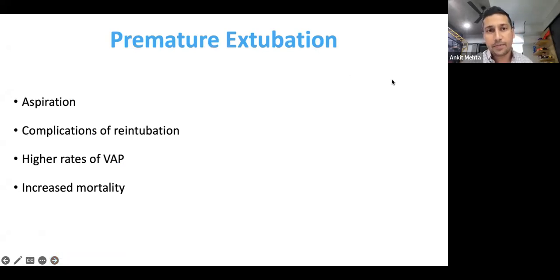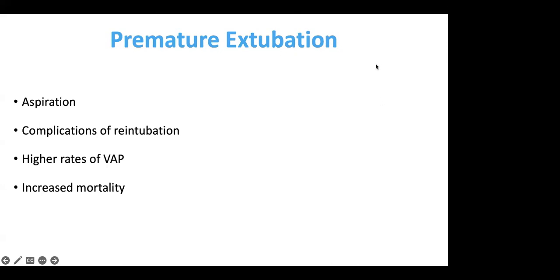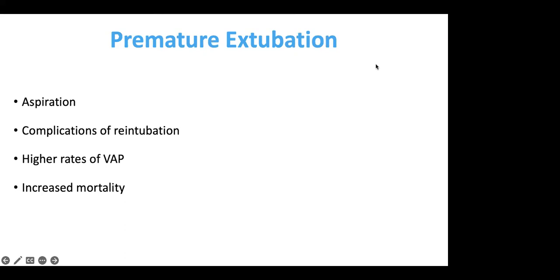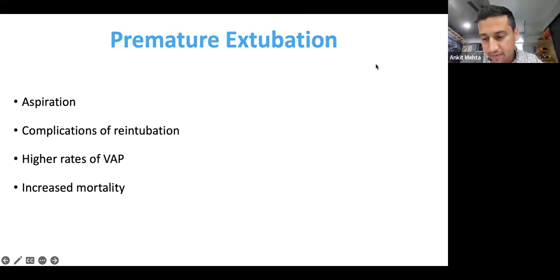So when I say bad outcome, can anyone tell me what can happen if you prematurely extubate a child? What are the things you have seen in your intensive care unit? Any one of you, you may just unmute and tell. Higher chances of reintubation, okay. Anything else? So obviously the number of days of ICU may increase, correct? Anything else which is very, very important?